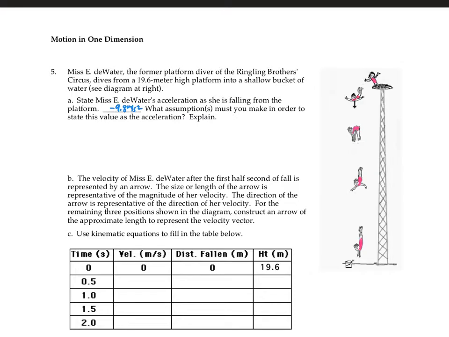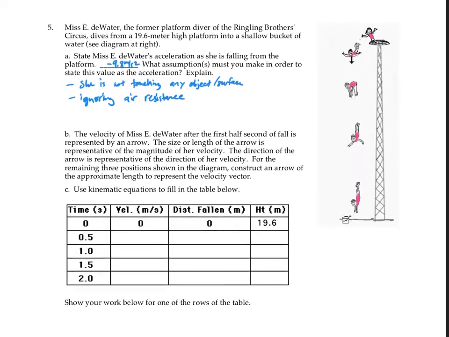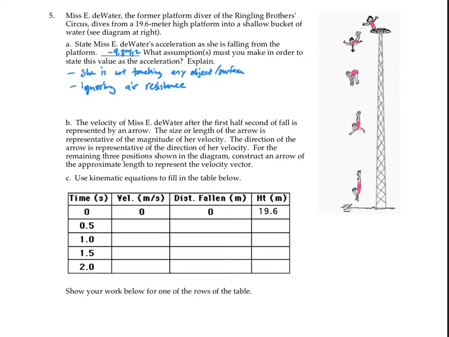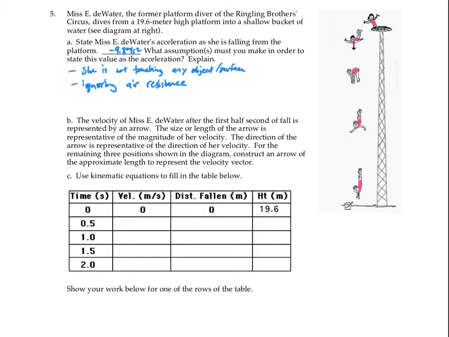What assumptions must you make in order to state this value as the acceleration? So there's two things. She is not touching any object or surface, and we're ignoring air resistance. So those are our two assumptions we make with free fall, and so I can assume the acceleration is constant.